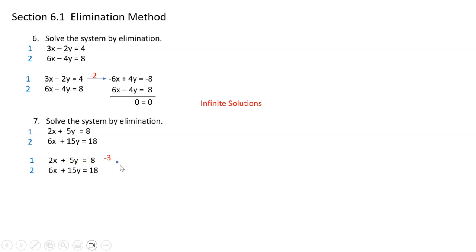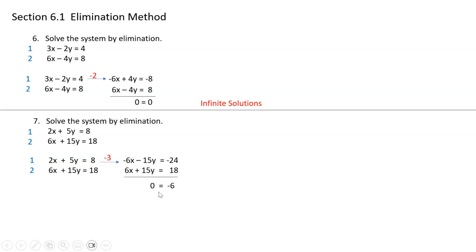Right? But -3 times 2x will give us -6x. -3 times 5y will give us -15y. And -3 times +8 will give us -24. Right? Then when we add them, it's going to give us 0 equals -6. And again, what happened with the variables, with the x's and the y's? You see they were eliminated.